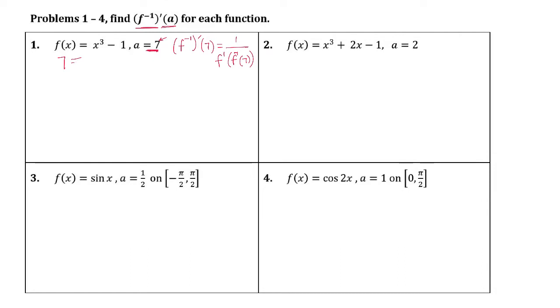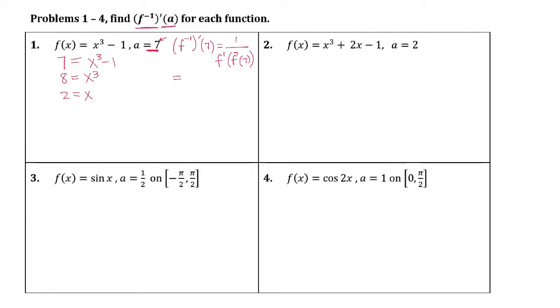So we're going to say 7 equals x cubed minus 1. So we're going to add 1 over. So we have x cubed is 8. So x has to be 2. So now I know that value.